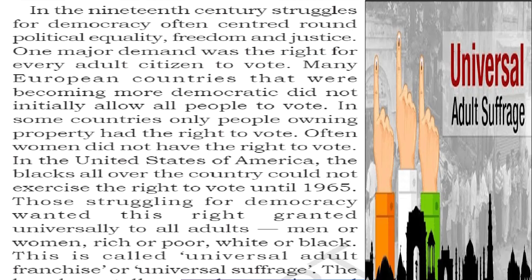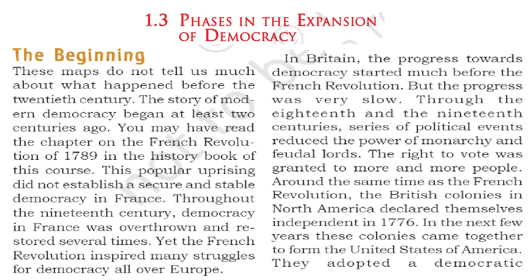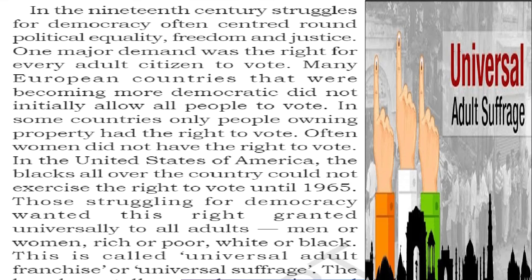And Britain started a kind of democratic revolution much before the French Revolution. However, the process was very slow and gradual. It was during the 18th and 19th centuries that the power of the monarchy and feudal lords was challenged in Britain. So, there were numerous British colonies in North America which got independence in 1776, and finally we had the United States of America, which became democratic.